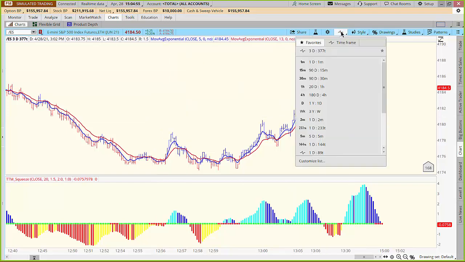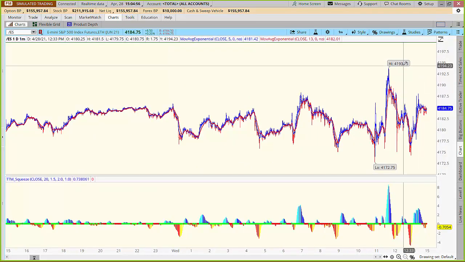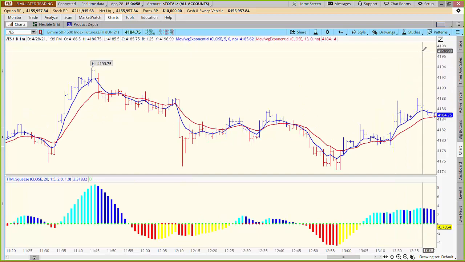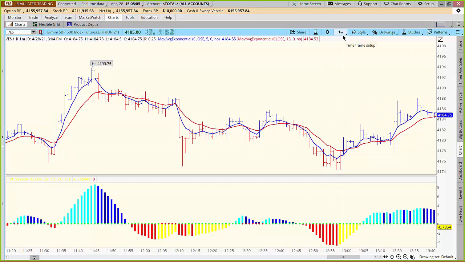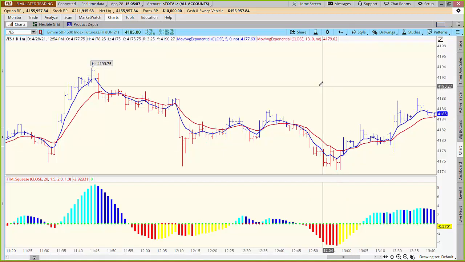Because if you use a 1 minute, that's going to be a lot later. Well, depends. But the 377 tick chart will get you in typically way closer than the 1 minute chart.